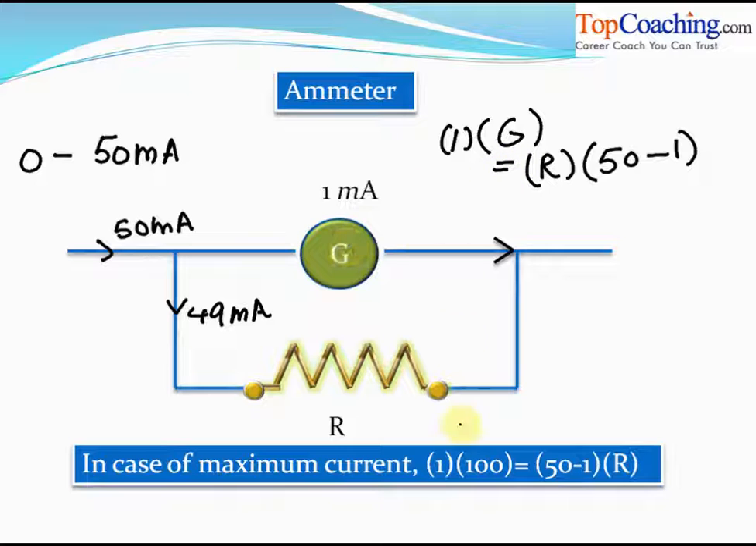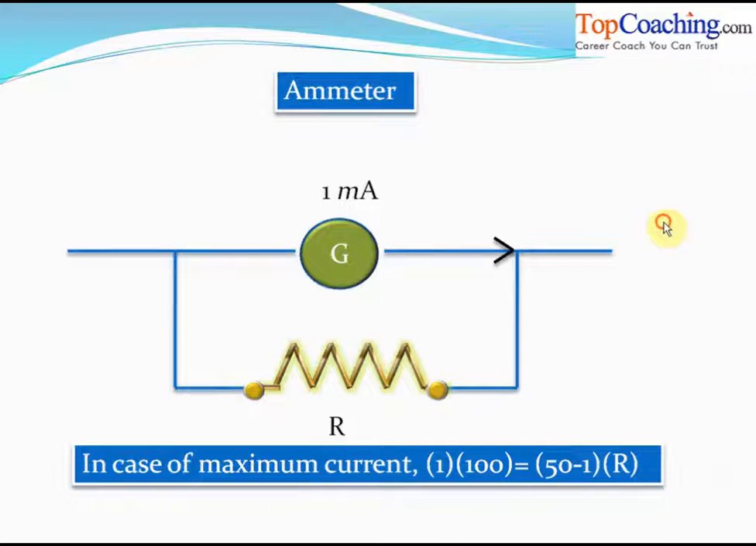G is given to be 100. So 1 into 100 is 49 into R. Simplifying this expression, we get the value of R, the shunt resistance, as 2.5 ohms. So basically, a resistance of 9900 ohms must be connected in series with the galvanometer to convert it into a voltmeter. A resistance of 2.5 ohms must be connected in parallel with the galvanometer to convert it into an ammeter. All that we did in this case was basically apply simple logic and apply Ohm's law. That's all we did.